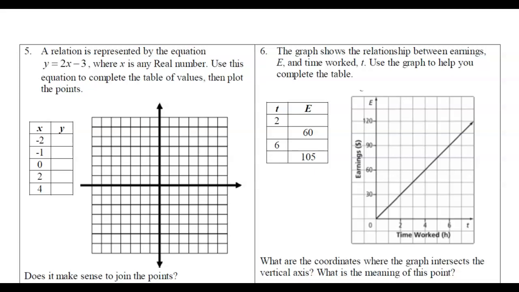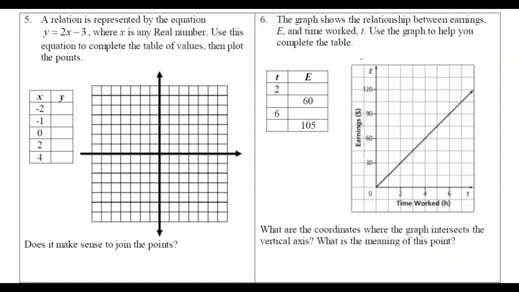Where x is any real number. Use this equation to complete the table of values and then plot the points. So when I say that x is an element of the set of real numbers, it means it can be any decimal or fraction. Okay, but in the table of values, I've just chosen integers. But if it can be any decimal or fraction, that means we're going to be able to find more points than what I just listed there. In any case, let's figure it out.